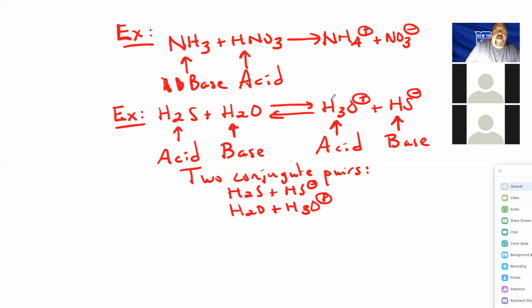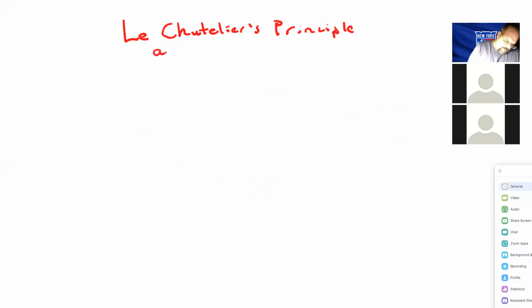All right, last thing for this evening, I want to talk a little bit about what is known as Le Chatelier's principle and equilibrium. I don't know if I'm spelling the name exactly correct, but that's okay.